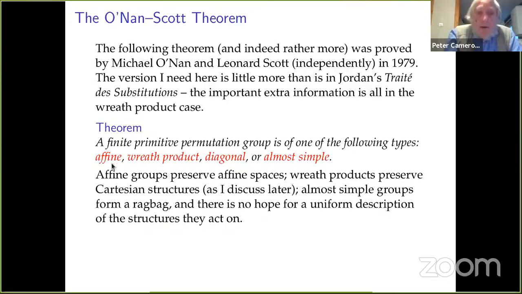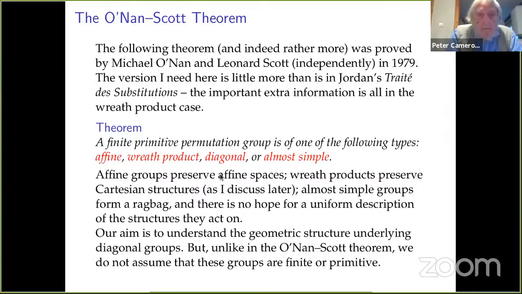But so we have these four types. Affine groups preserve affine spaces. Wreath products preserve things which I will say more about, called Cartesian structures or Hamming graphs. Diagonal groups are the ones that we're working on. And almost simple groups are just a rag bag into which you put everything that doesn't fit into one of the others. So you can't hope for a uniform description of the structures that they act on. So I'm going to talk about this class. Indeed, I'm going to talk much more generally, but we need to think a little about wreath products first.